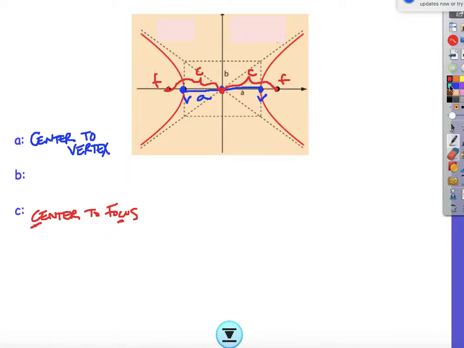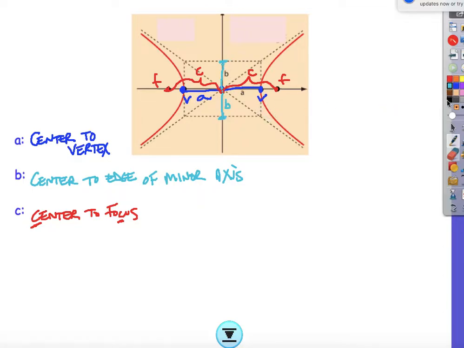And B, similar to with ellipses, B is the center to the edge of the minor axis. So the major axis is where the vertices and the foci lie. So those are lying horizontally. So the minor axis in this case would be vertically. So from the center to the edge of that minor axis is the value of B. So center to this edge is B, center to this edge is B.